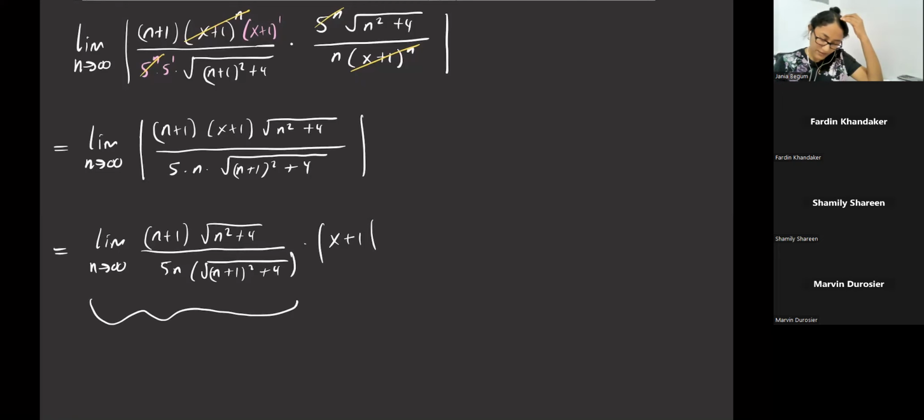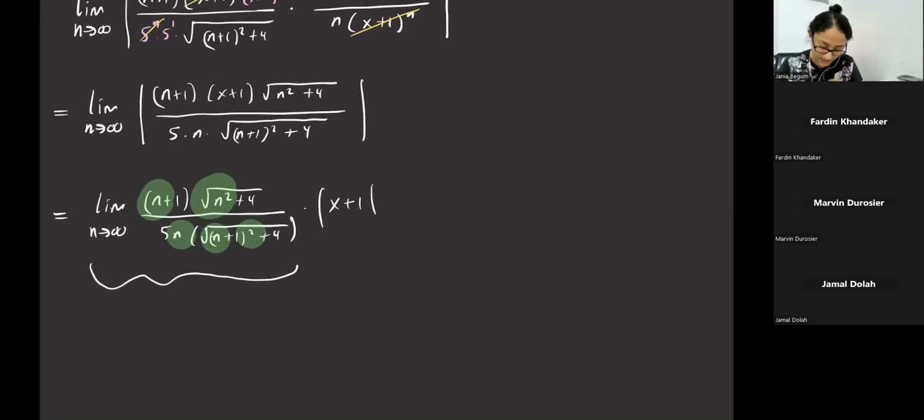Well, what's the degree on the numerator? Is it 2? Well, this one will simplify to 1, and then this is a 1, so it'll be a 2, right? And here is also the same thing. So they have the same degree top and bottom, which means the limit as n goes to infinity will be the leading coefficient, which is 1 over 5 times absolute value of x plus 1. Let me know if this makes sense.